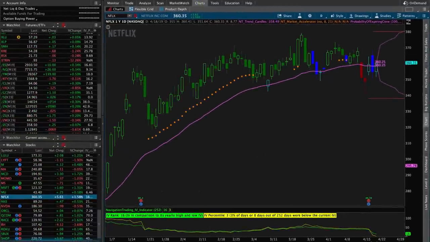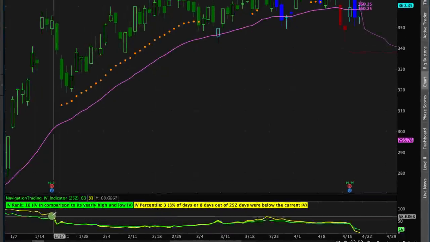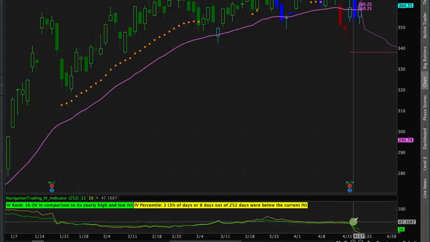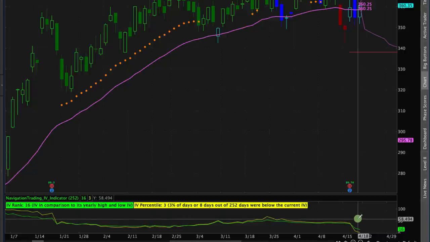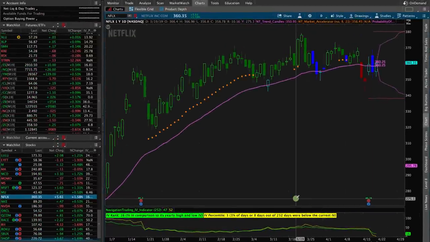So if we look at the chart, one of the things that we use to get just a quick snapshot and a visual idea of if options are cheap or expensive is our Navigation Trading Implied Volatility Indicator. This plots two different lines. It's got the IV rank, which is plotted in green, and the IV percentile, which is plotted in yellow. So these numbers range anywhere from 0 to 100. If one of the implied volatility numbers is above 50, then we consider that higher implied volatility because it's higher relative to itself over the past year. Okay, so that's an easy way to do it. And that's why we've provided this indicator to our members.